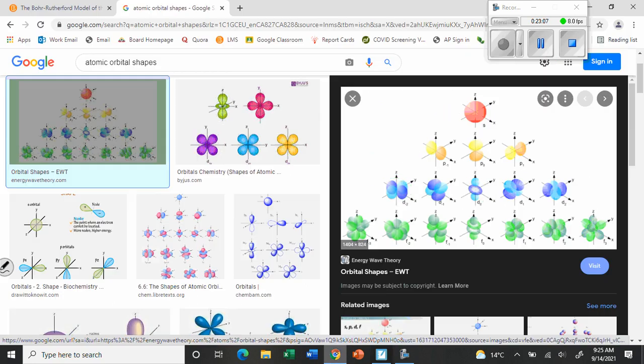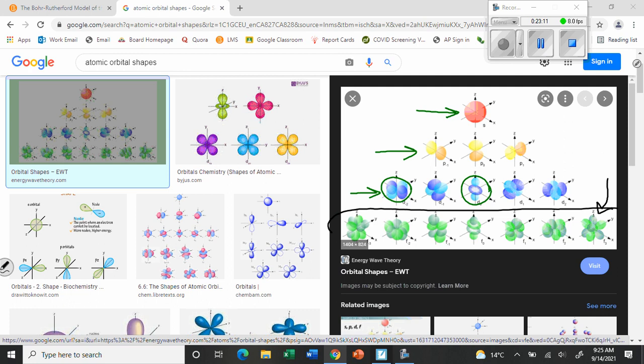Okay? Here at the bottom, you can see all the D shapes. And they're very complicated, aren't they? And there are 7 possible arrangements. As far as we know, this is the end. But it doesn't have to be.